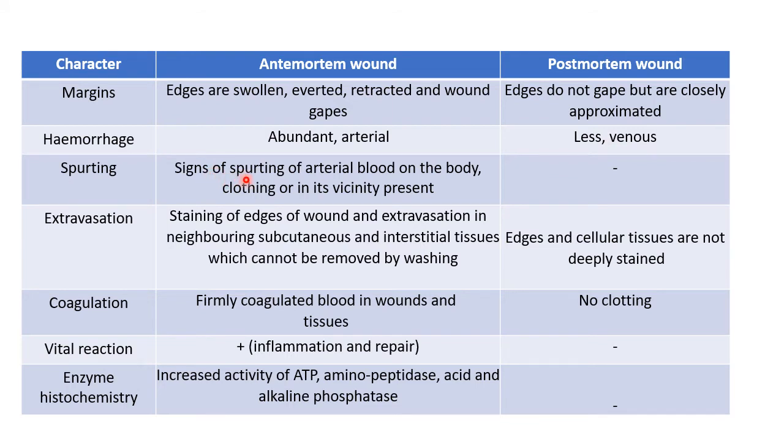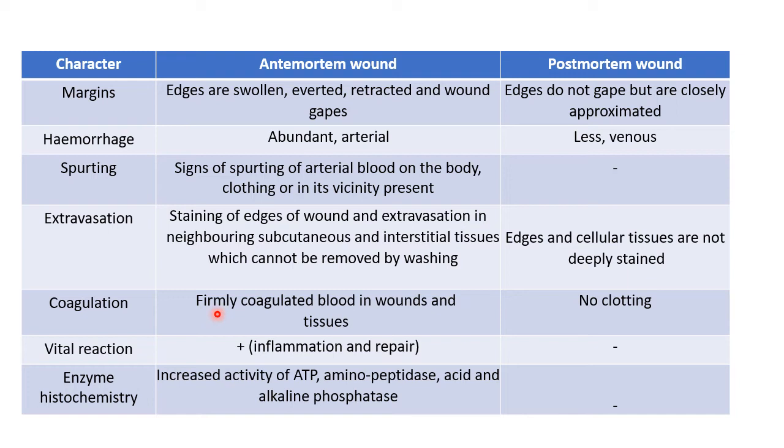Signs of spurting of arterial blood on the body, clothing or in its vicinity will be present in case of antemortem wound, whereas there will be no signs of spurting in case of postmortem wound. Staining of edges of wound and extravasation in neighboring subcutaneous and interstitial tissues which cannot be removed by washing is a characteristic feature of antemortem wound, whereas in case of postmortem wound, the edges and cellular tissues are not deeply stained.